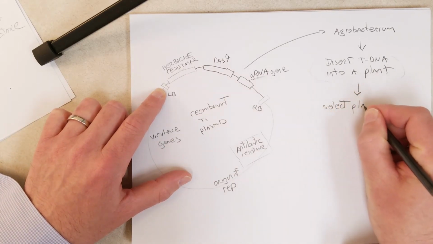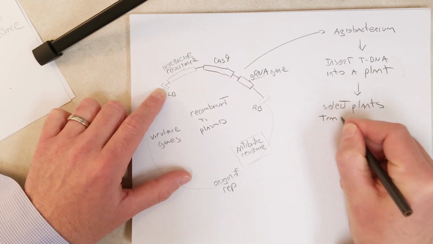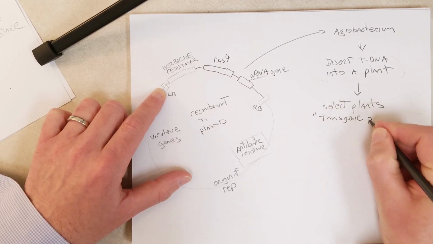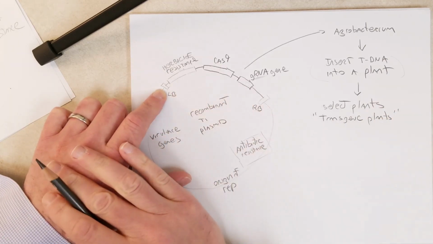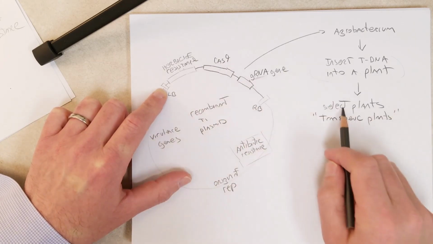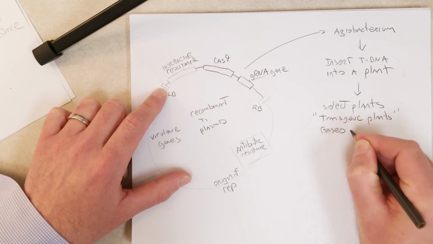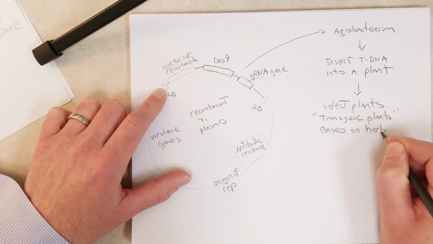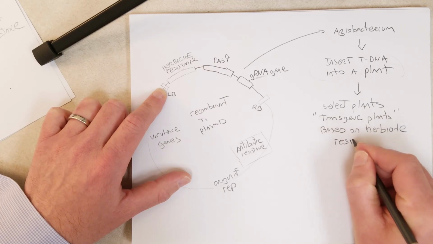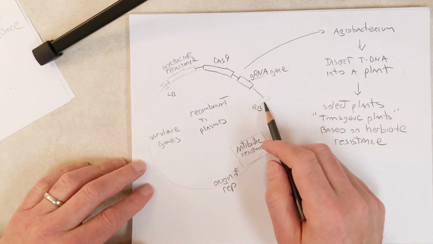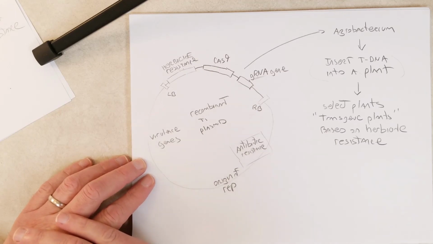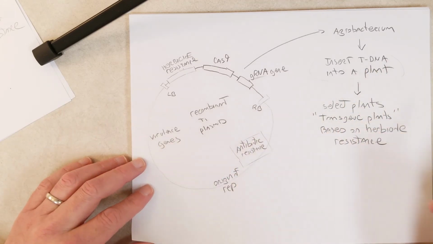So we select plants. Now we can call these transgenic plants because they have the transgene, which is the tDNA, based on herbicide resistance. Okay, so where did that tDNA insert? Now Agrobacterium, when it inserts a tDNA into the plant genome, inserts it randomly, into random locations.